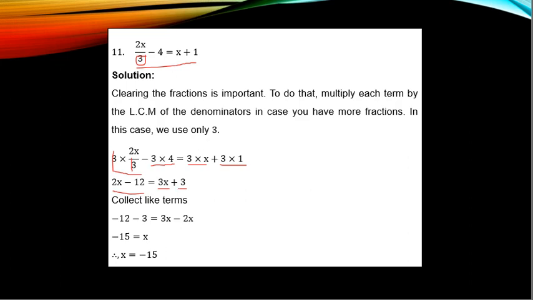Collect like terms. Now look at 2s and 3s. 3s is bigger. So you move plus 2s to go and meet 3s, it becomes minus 2s. As you are doing that, minus 12 is left on the left hand side. If you move plus 3, it becomes minus 3. So you have minus 15 equal to s, because 3s minus 2s is s, minus 12 minus 3 is minus 15. Therefore, s is equal to minus 15.